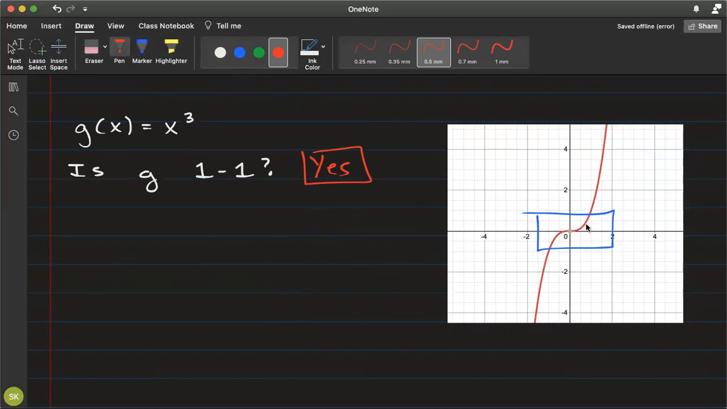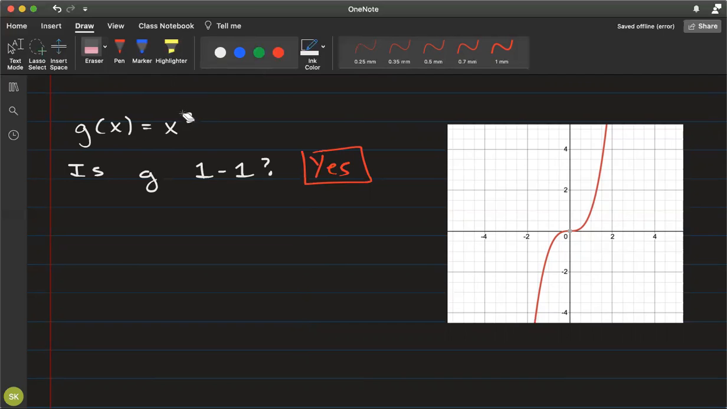And you can say that it passes the horizontal line test, but you could also plug in some points. Any x value you choose, you're going to be sent to the cube of it, and you're never going to repeat a y value. The only time you're going to repeat is if this was an even number.